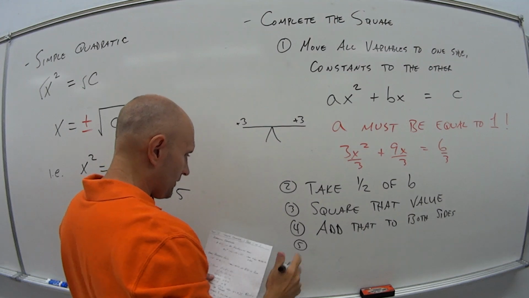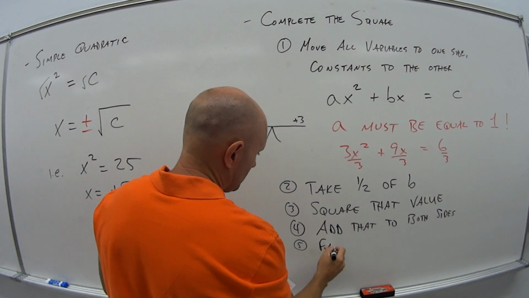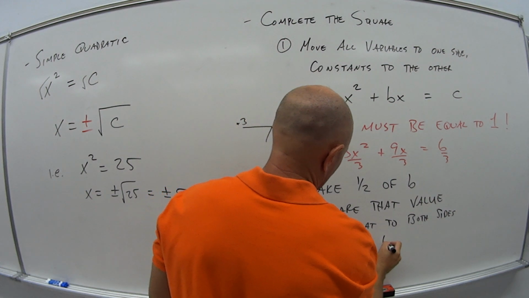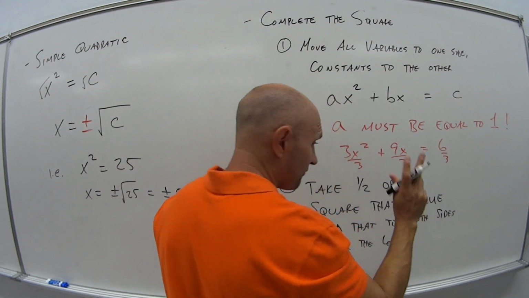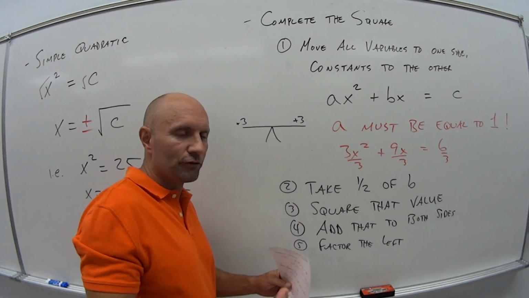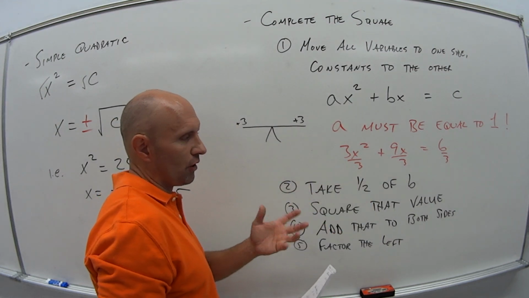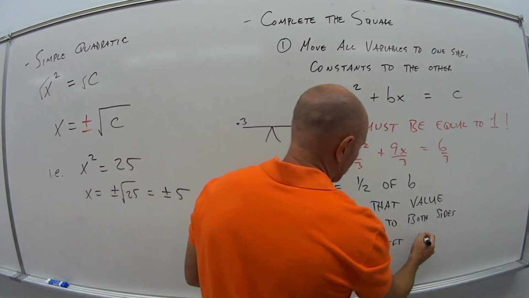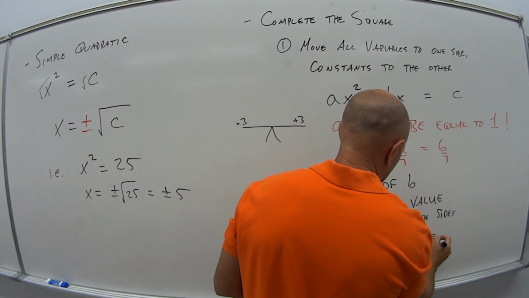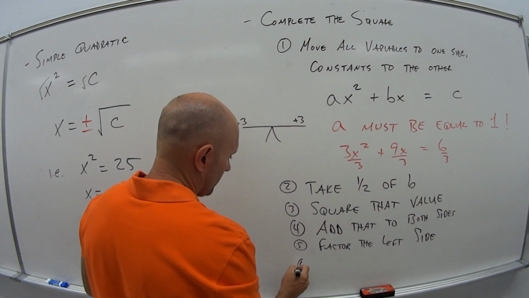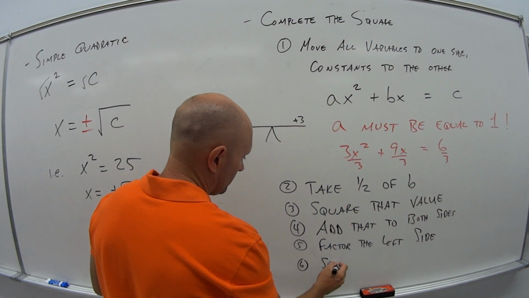Step 5, factor the left side. And I'll show you a little trick that will make factoring easy. So if you're struggling with factoring still, you don't really have to factor it because you already have the numbers you need. So factor the left side. And then once you have that, then you can solve it.